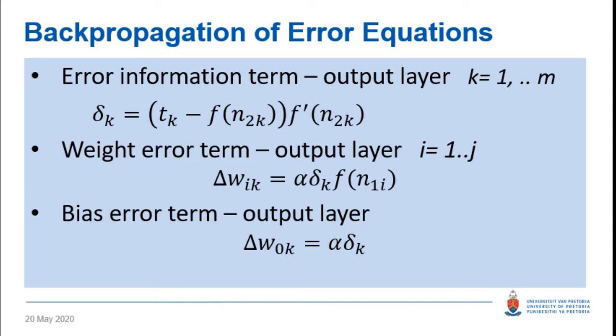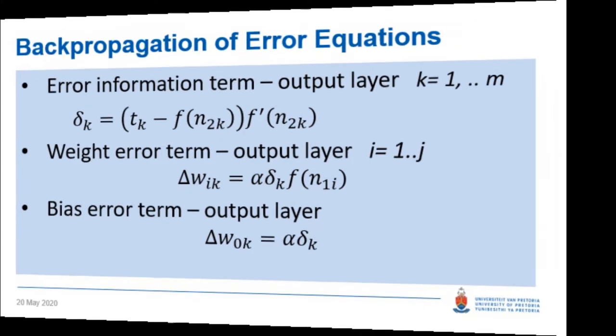In the same way, you've got your bias error term worked out in a similar way. The only difference is that we don't include the activation here. We don't multiply by the activation, so it's just the learning rate times the error information term. So remember now, for each layer, we're going to calculate these 3 measures when we're calculating the error. So if you had n hidden layers, you're going to calculate this n times, but there must be some way of getting this information from one layer to the next when you're propagating the error back.